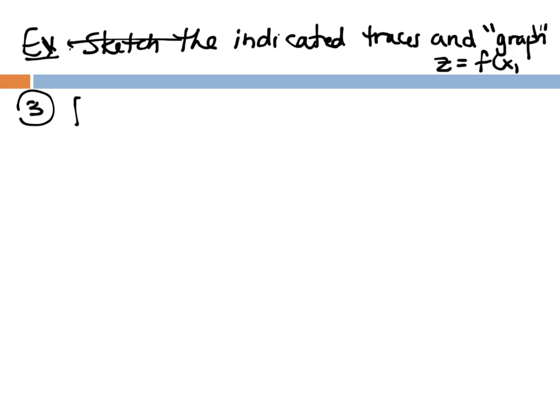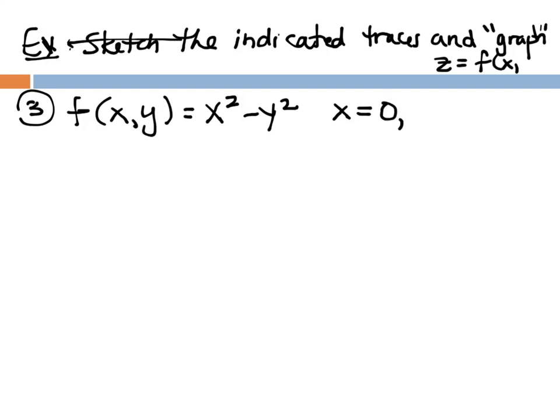So our first problem that we're going to look at about contour curves is f of xy equals x squared minus y squared. And then we're going to look at what happens when x is equal to 0, y is equal to 0, when z is equal to 1, and when z is equal to -1. Now, not all those things are happening at the same time, obviously. Those are 4 separate graphs that we're looking at.